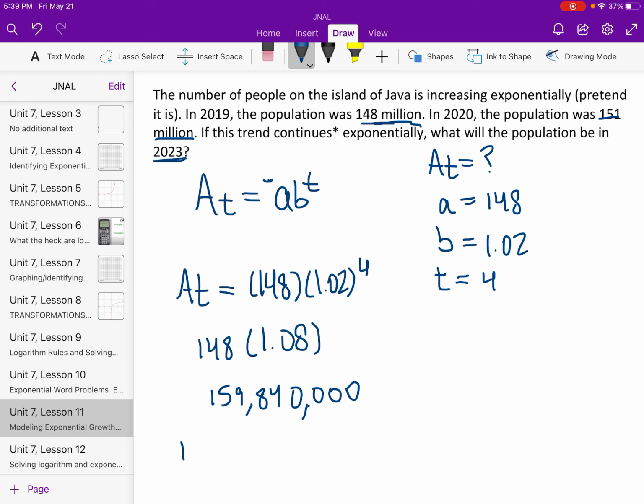So we could just say 159.8 million if you want to be, or well, I guess you could say that, yeah. All right, that's what the population would be.